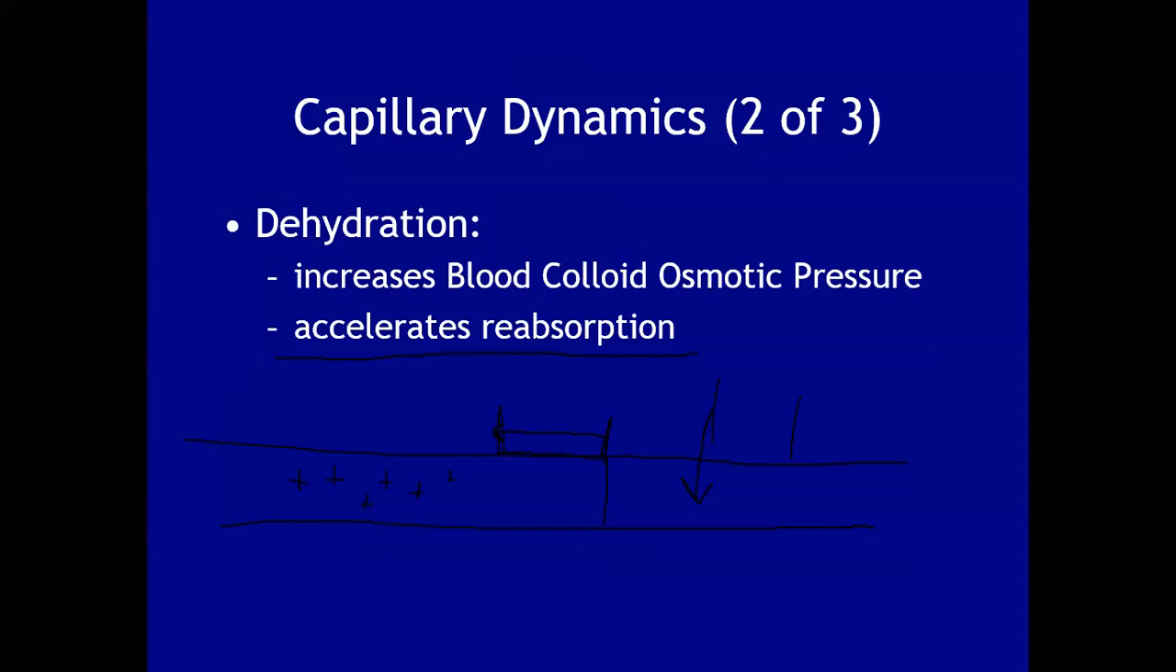What happens is we keep sweating and we keep sweating. Well, where does the sweat come from? The sweat comes from the interstitial fluid. Where does the interstitial fluid come from? The interstitial fluid comes from the plasma. So all of this is linked together.